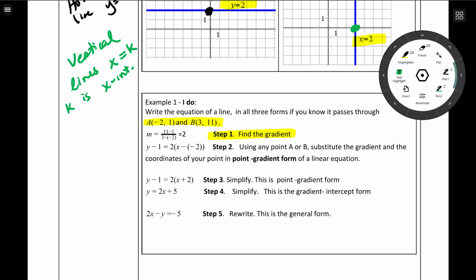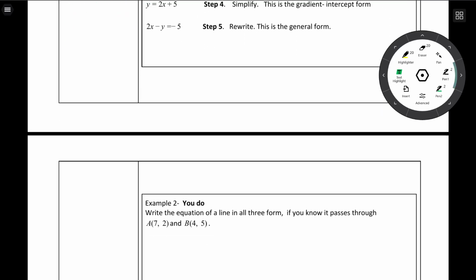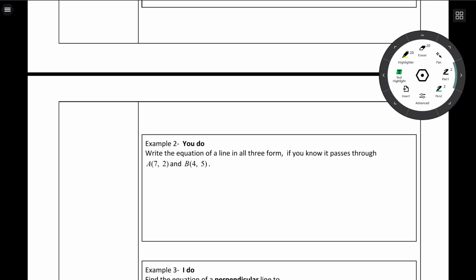Do I have an example that goes along with this? You bet I do. So I'm going to go step by step with each of these and try to do it on my own. Okay, so I've got 2 points, and I want to write the equation of the line that passes through these 2 points. I want to do it in all 3 forms. So my first step is to find the gradient. Well, I know how to find the gradient. M is going to equal y2 minus y1, so that's 5 minus 2, over 4 minus 7. When I simplify, that's going to be 3 over negative 3, and that simplifies to negative 1. So boom, I've got my gradient.